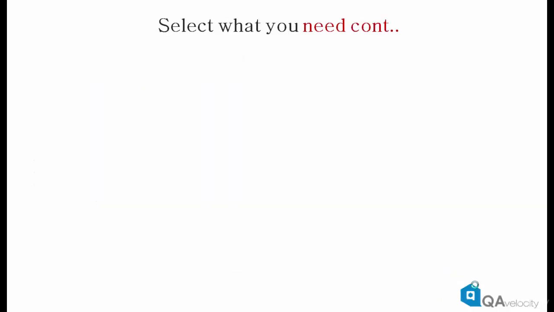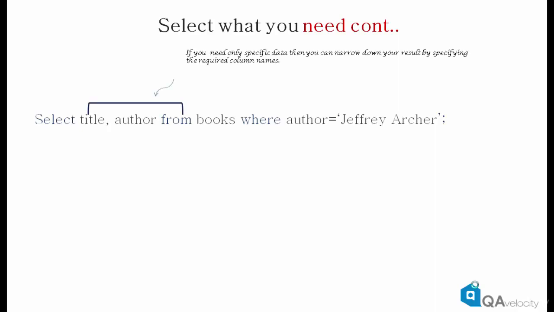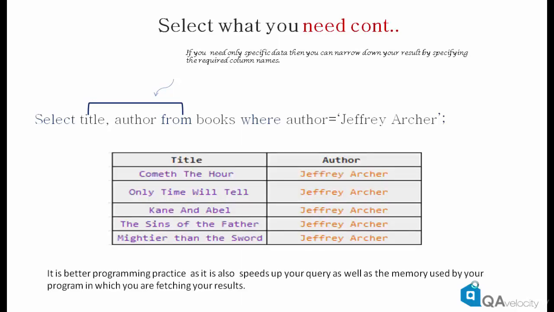So star shows all the columns of a table. Is there any way we can get only the columns that we actually require? Yes, of course, you can just write the names of the columns you want to show in your result. Here in our query, we have retrieved the title and author from the book table. And in our result, we will only get the columns which we have mentioned in select.